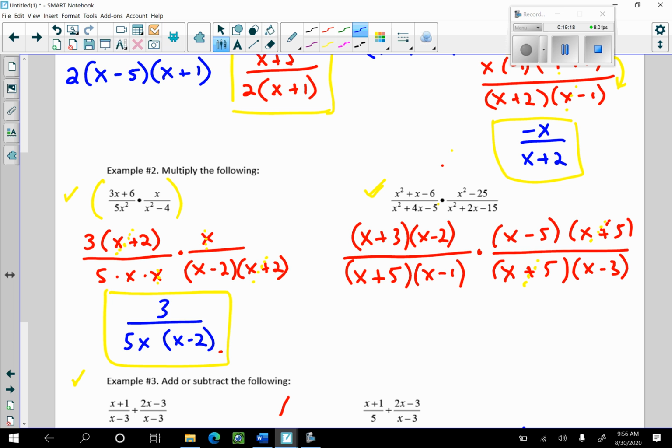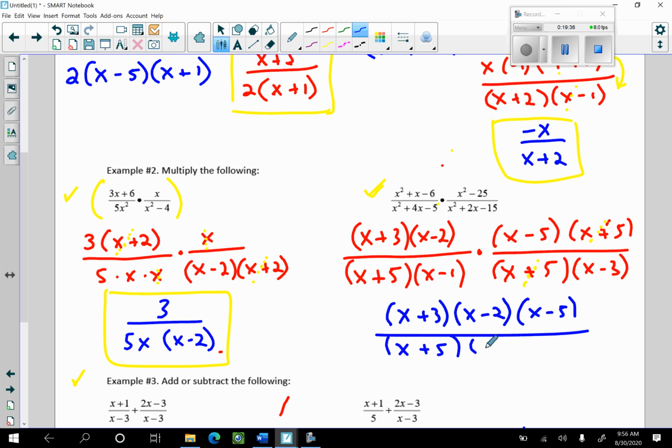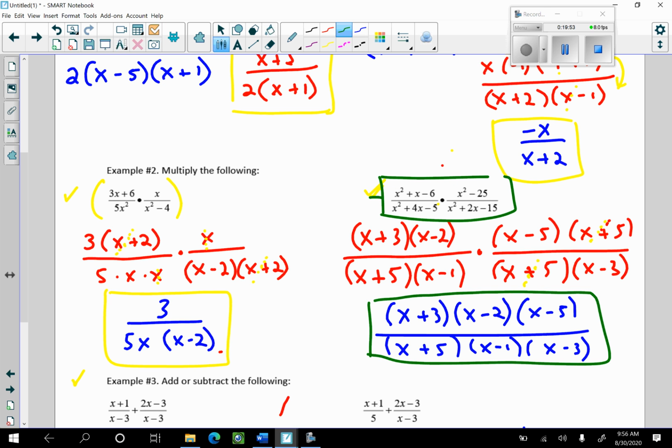So this guy is going, and we're going to leave it multiplied out. It's going to be x plus 3, x minus 2, x minus 5, over x plus 5, x minus 1, and x minus 3. And that's this thing reduced. That is the product of these two big giant rational expressions, reduced.